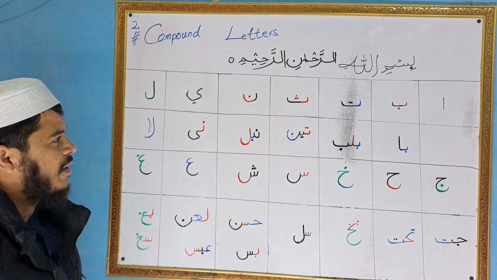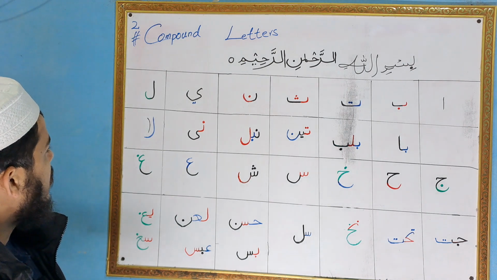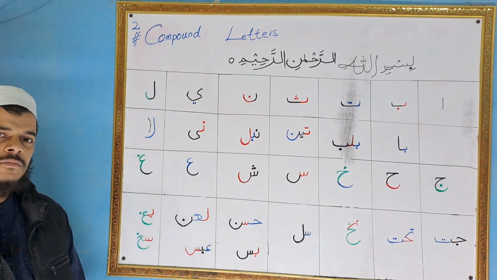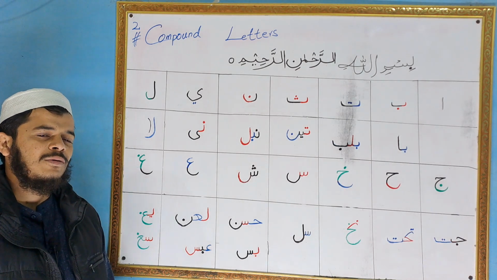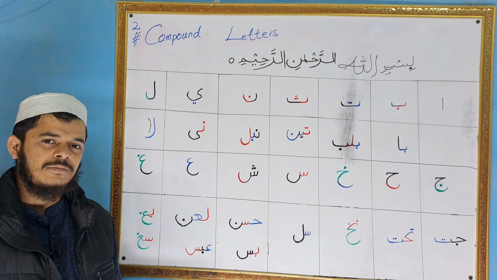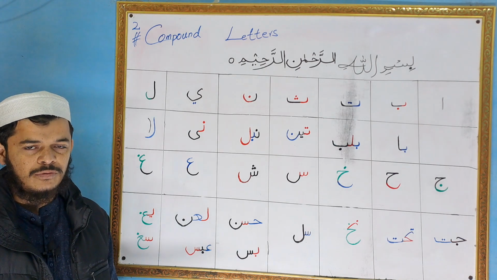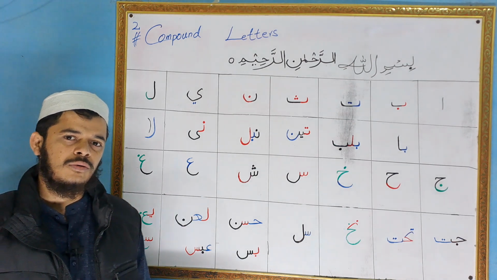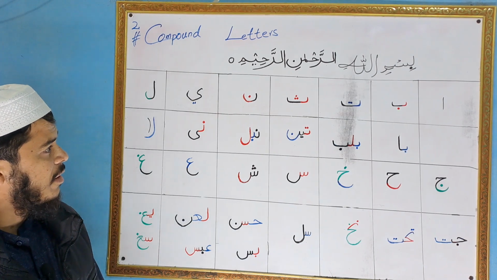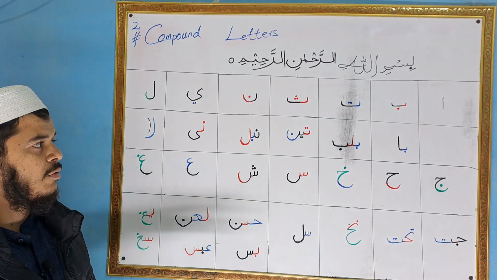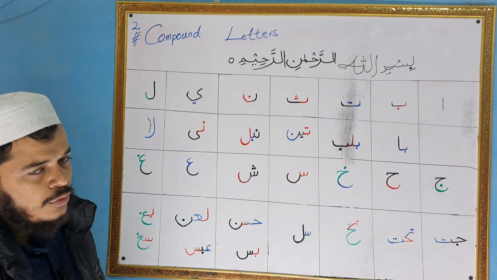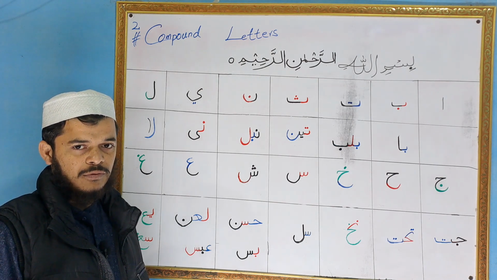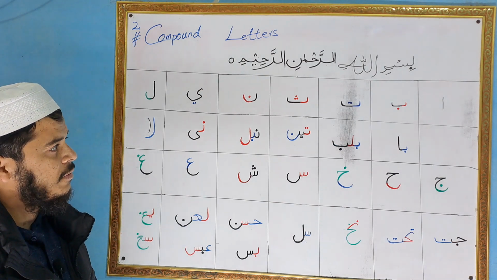So this is our second lesson. As you can see from the name, compound letters. Just like in chemistry we use compounds. Compound means when 2, 3, 4 elements come together and make a compound, like H2O or H2SO4. Just like that, in this exercise we are going to learn what the shape of the letters will be when 2, 3, 4 letters come together, and the difference in the letters.